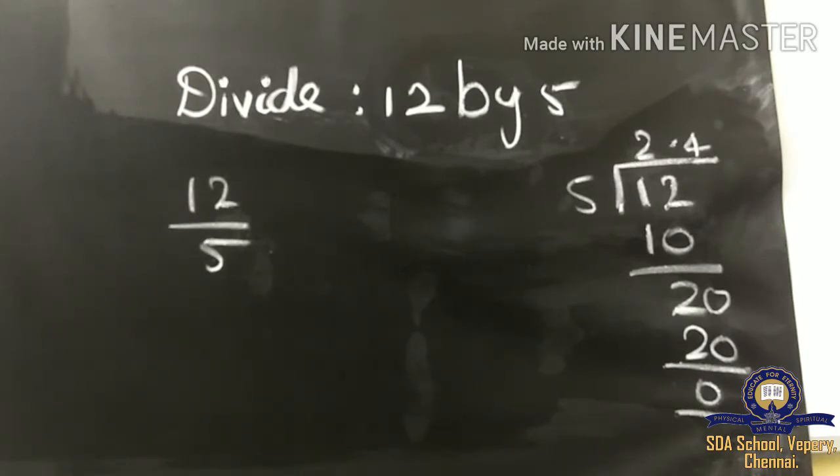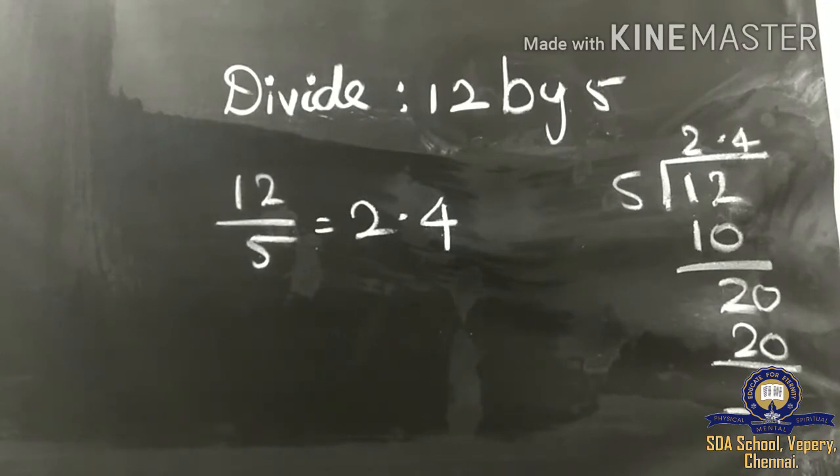The remainder becomes 0 after some steps, right? After some steps, the remainder becomes 0. This process is called terminating decimals. What will be your answer? If you divide 12 by 5, your answer will be 2.4.